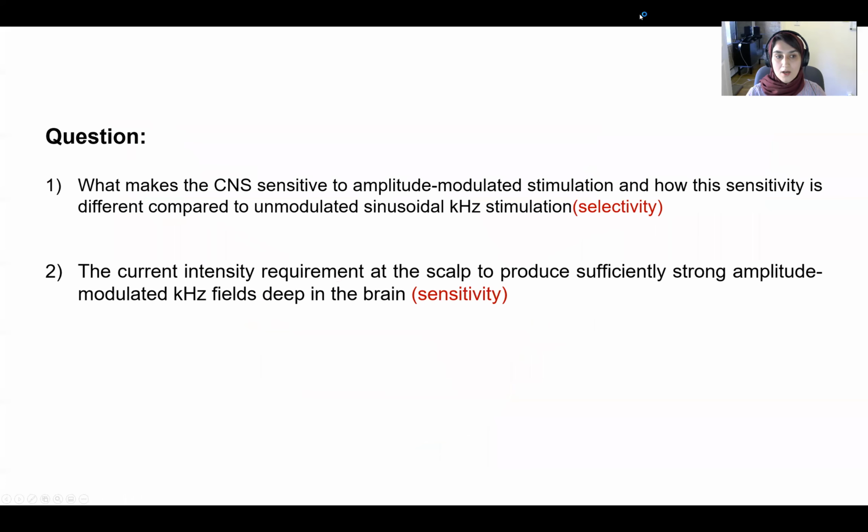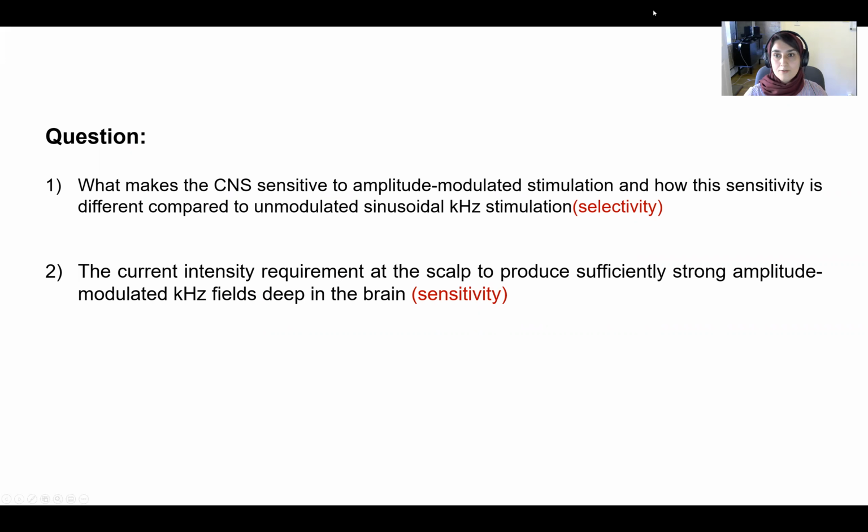In this study, our goal was to develop an experimentally constrained theory to explain temporal interference's sensitivity and selectivity, meaning, first, how much current do we need in the scalp in order to modulate deep brain regions, and also why the central nervous system is sensitive to amplitude modulated waveforms, but not purely sinusoidal.